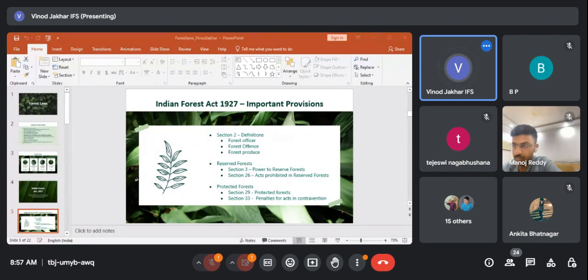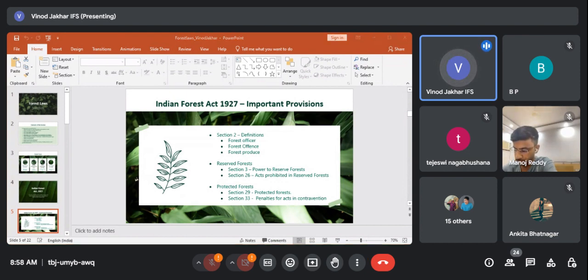It's a big act dealing with everything from the definitions to the reserve forest, the protected forest, village forest. Everything. So the first thing in this act is the definitions. In every act, section 1 is the extent of the act. Section 2 is definitions of the various terms that are used in the act. So here, three important things are defined. The first one is forest officer. Who is a forest officer?